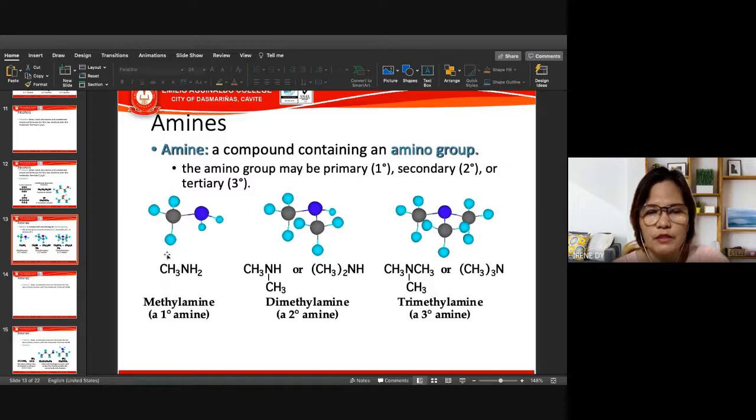So, here, was it the same rule with naming primary, secondary, and tertiary alcohol? Check on the structure. You always have to check the structure. You cannot be affirmative just because ma'am said so. No. You need to be good at looking at the structure, because that structure will help you understand the lesson.